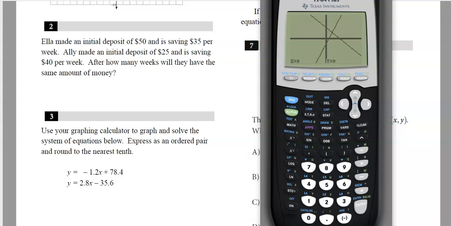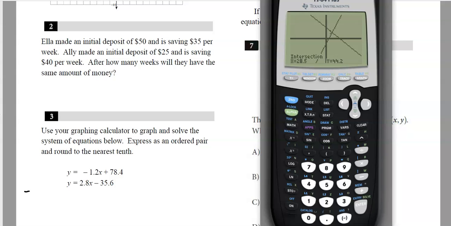And what we're going to do is we're going to use our trace function. So we're going to hit second trace, which is actually calculate. If you look in blue, it says calculate. I want to go down to number 5, which is intersect. And it's like, hey, do you want to do the first curve? And I'm going to move my toggle, I'm like, okay, I'm on that line. Yes, this line. And then it jumps to the other one. It's like, do you want to do that line? I'm like, yeah, I want to do that line. Enter. And do you want me to guess? Sure. And now it's giving me the intersection. And I just have the answer. It's x is 28.5 and y is 44.2.